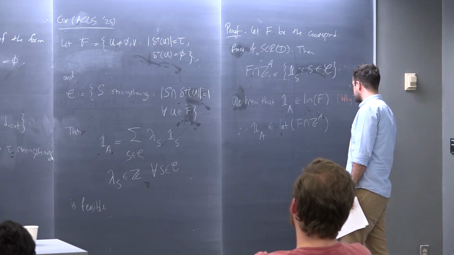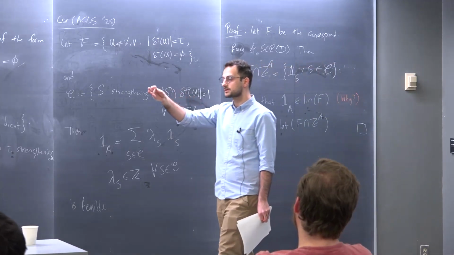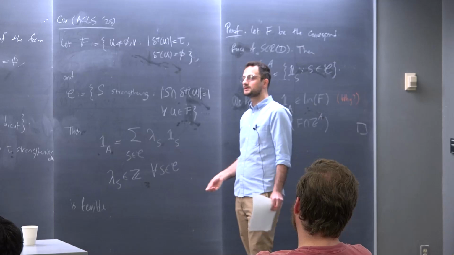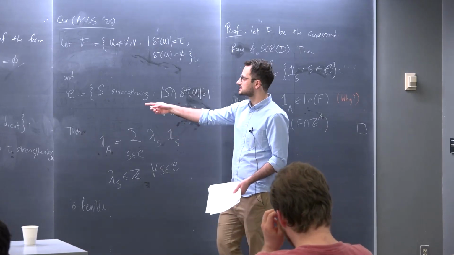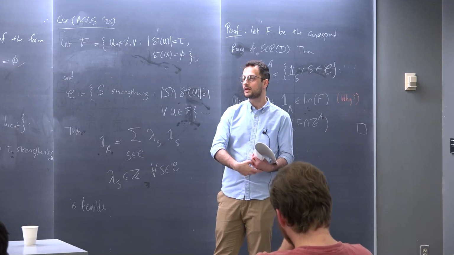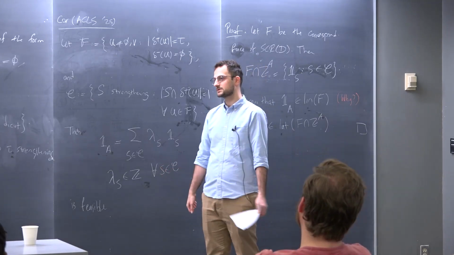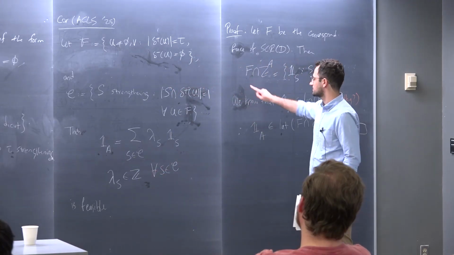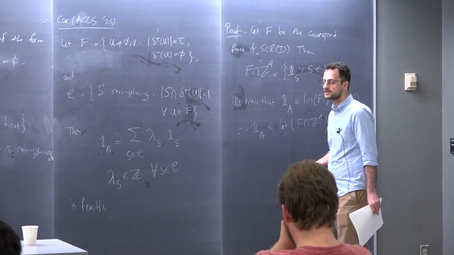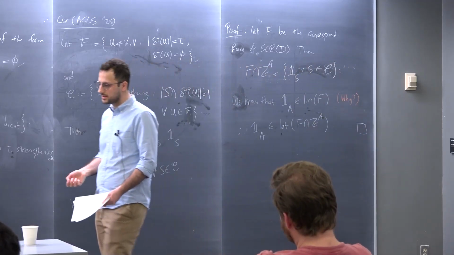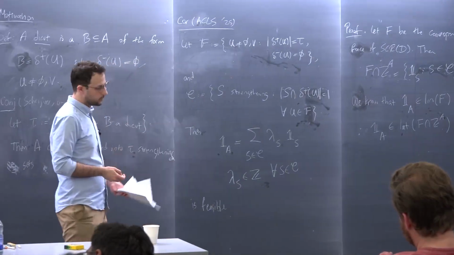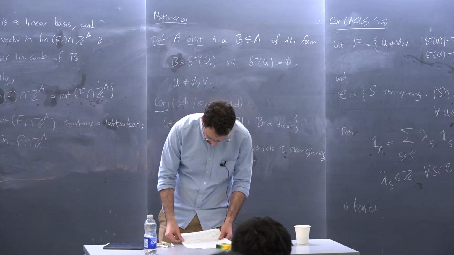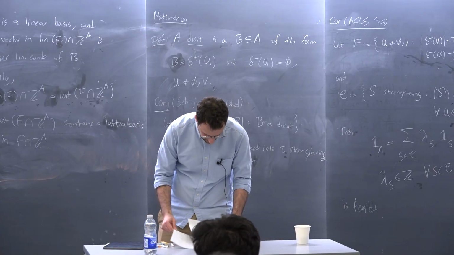So actually, this theorem is proving a lot more than the feasibility of the system. This is actually saying that among these strengthening sets, you could find a lattice basis for the lattice generated by lin of F intersected with ZA. But anyway, that's one corollary of this result.